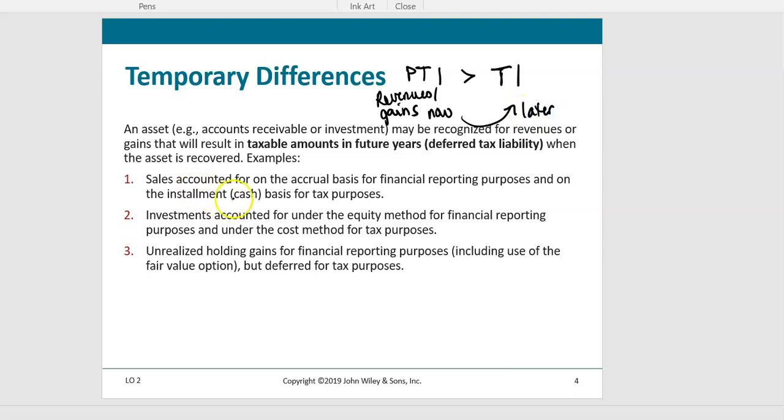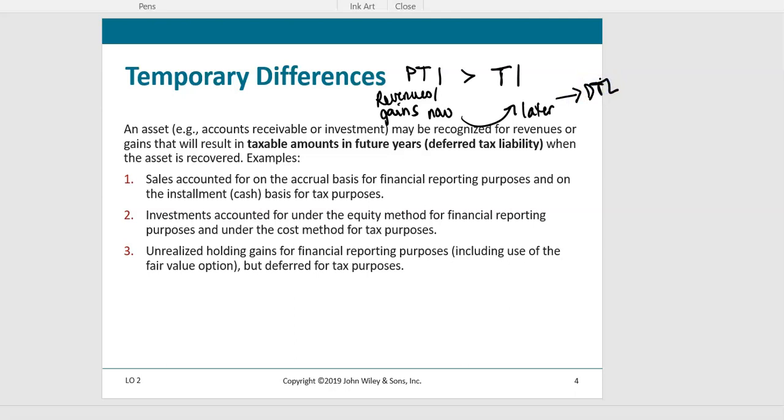Here are some examples. Sales accounted for on the accrual basis. So we recognize revenues now, but we wait to include them in taxable income till we get the cash later. This means our taxable income is lower than our pre-tax income. So the amount of taxes payable this period are lower, but they're going to be higher in the future. And therefore we set up a deferred tax liability.